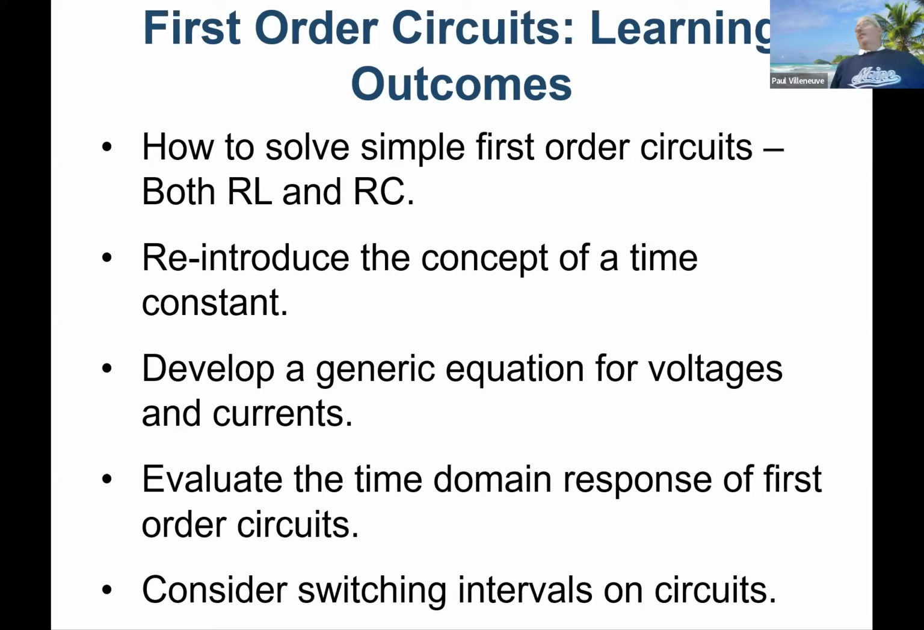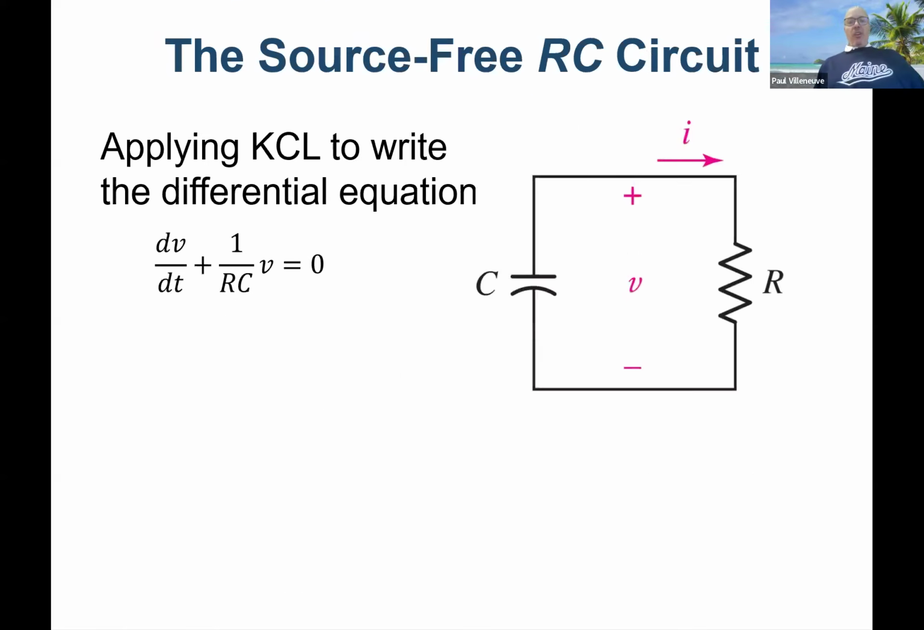So what are we going to do? We're going to solve for first order circuits, either RL or RC. We're not going to solve for LC or CL circuits. We're going to reintroduce tau, which is our time constant. We're going to come up with this generic equation to solve for any voltage or current in any system, and it's going to work for any first order circuit, voltage or current. We're going to look at time domain response, and we're going to come up with a concept of steady state. And we're going to look at switching intervals on some of the circuits. All right, so let's go.